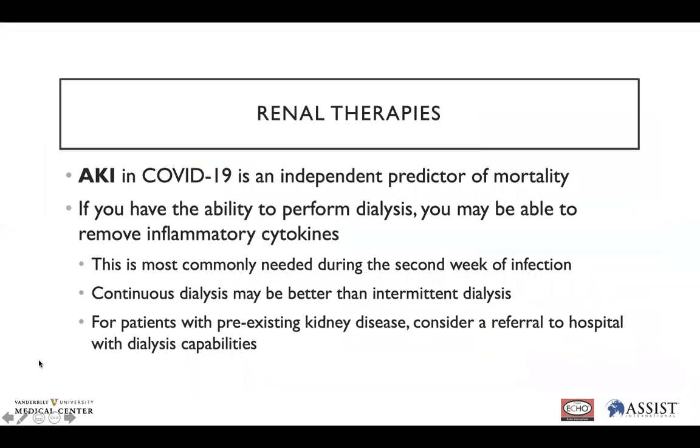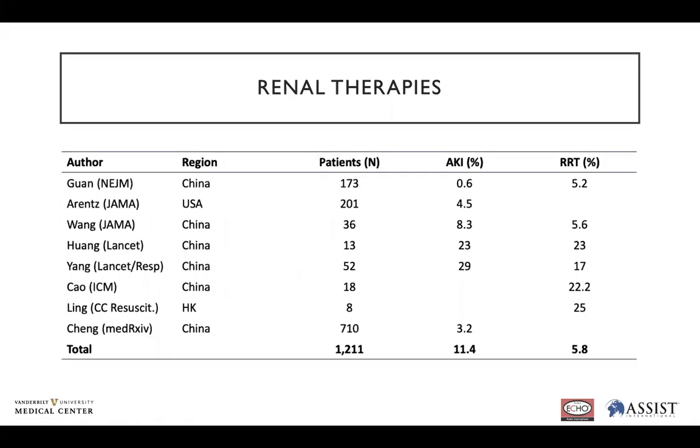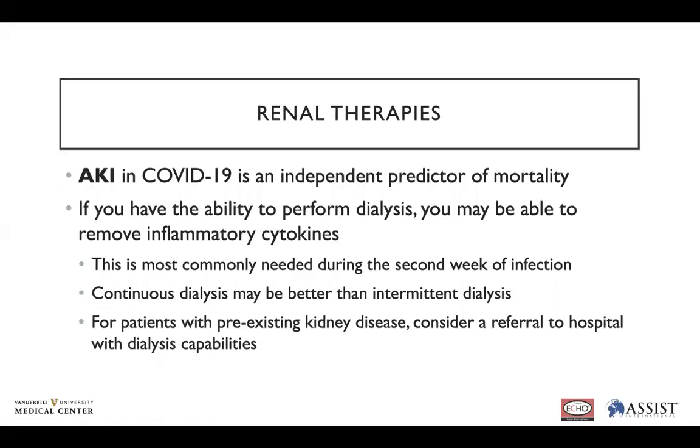If your patient has acute kidney injury, it has been shown to be an independent predictor of mortality with coronavirus. If your institution has the ability to perform dialysis, there are some thoughts that this could help to remove inflammatory cytokines. You're likely to see this as a need during the second week of infection. It's been recognized that continuous dialysis is likely better than intermittent dialysis. If you admit a patient with coronavirus with pre-existing kidney disease, you'll likely want to consider a referral to another hospital that has the capability for dialysis. Next slide, please.